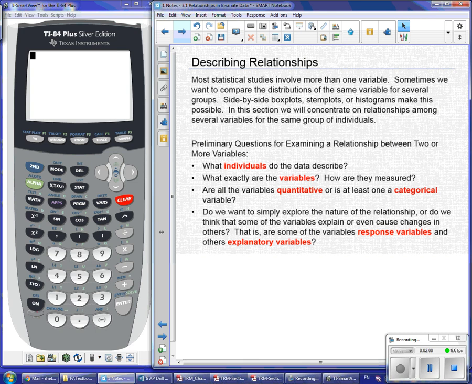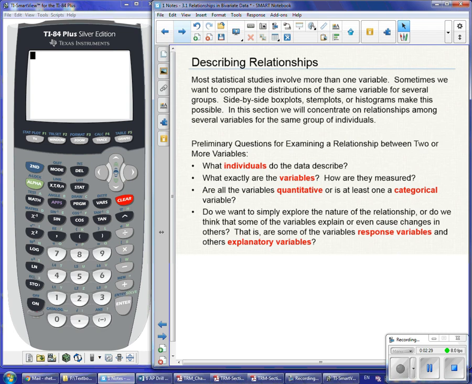Okay, so to get us started, most statistical studies involve more than one variable. We're looking at relationships. Sometimes we want to compare the distributions of the same variable over several groups. So for example, if I wanted to look at boys' scores versus girls' scores, or if I wanted to compare test scores in two different classes, it would make sense for me to do a side-by-side box plot or stem plot or even two histograms to make that possible. But in this section, we're going to concentrate on the relationships among several variables for the same group of individuals.